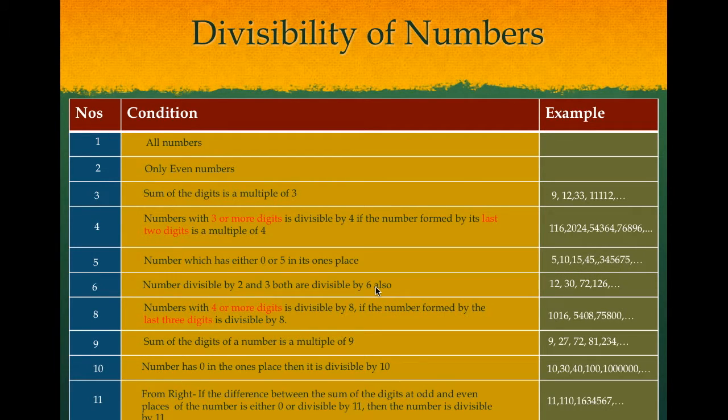For 6, if the number is divisible by 2 and 3, then the number is divisible by 6. For example, all these numbers are divisible by 2 and 3. Hence it is divisible by 6.